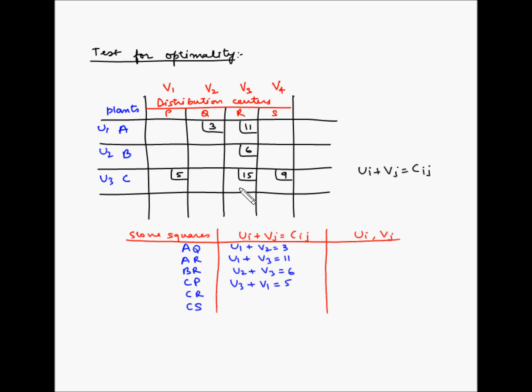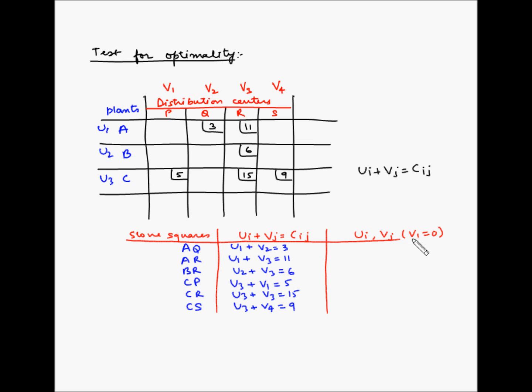For CR, Ui is U3 and Vj is V3 and Cij is 15. So U3 plus V3 is equal to 15. In case of CS, Ui is U3 and Vj is V4 and Cij is 9. So U3 plus V4 is equal to 9. Now here we are assuming that the value of one of the variables is 0. So V1 is equal to 0.